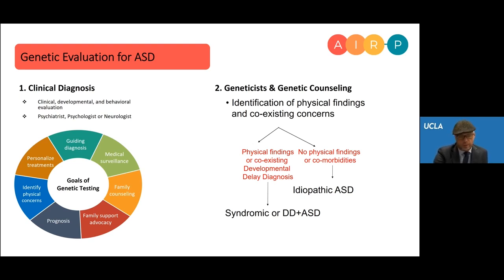pursue opportunities for family counseling, both for assessing whether other family members are at risk for themselves or their children, and provide family support and advocacy, because sometimes a genetic diagnosis provides a community where you can find access to understanding the intricacies of how to deal with day-to-day access to care and challenges. And of course, facilitate understanding prognosis and identifying potential physical concerns that may manifest over time, with potentially having some personalized treatments available in a subset of them.